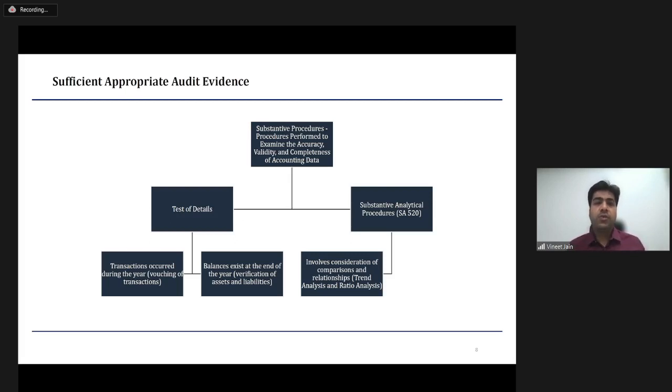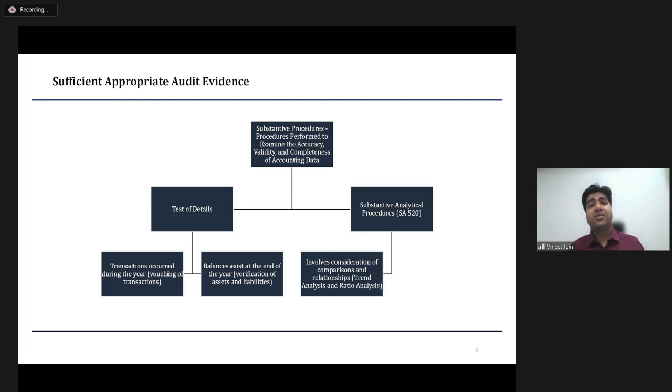There has been no rights issue, buyback, redemption, or fresh issue of capital during the year. Nothing has happened, and it is the same as the previous year. So we will just compare the share capital amount for the current year under audit with the preceding year, and through that comparison we get comfort that the share capital amount is the same, with no redemption, no buyback, no fresh issue, no rights issue, and the number is the same. Through comparison we have attained sufficient and appropriate audit evidence, and we are done with that.